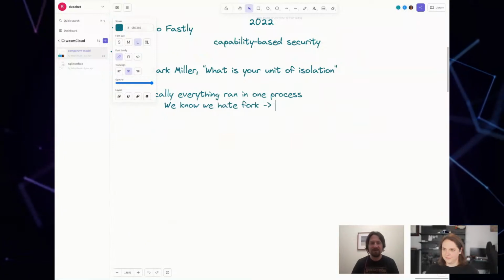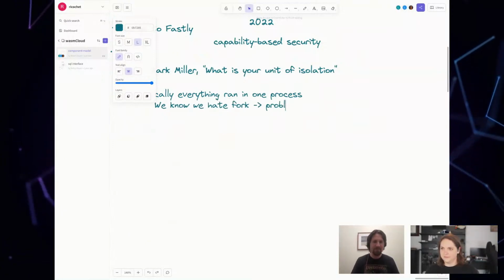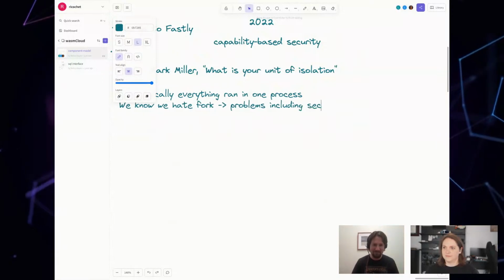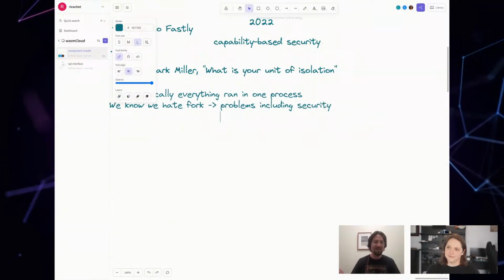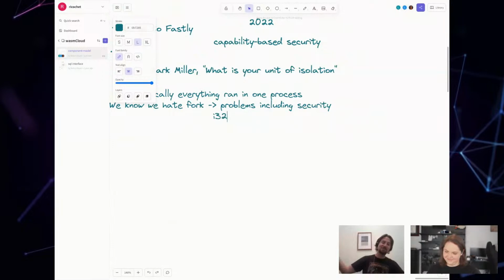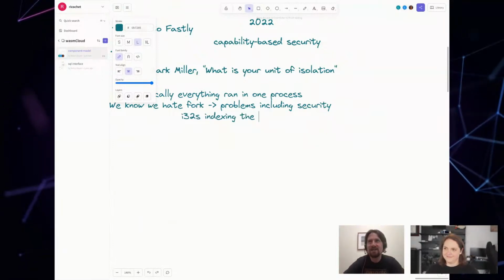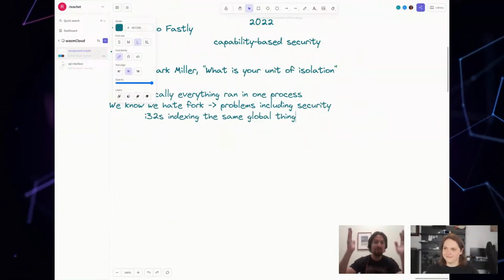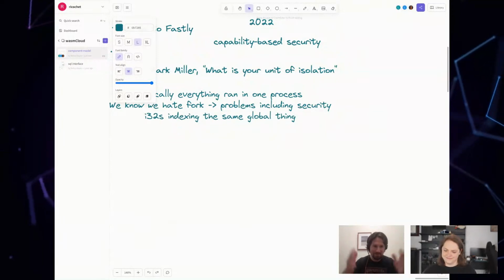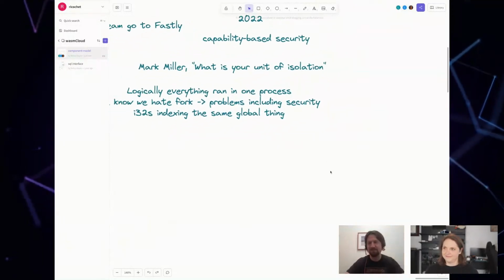So we're like, well, what is our unit of isolation? If we don't define one, we don't have multiple, we're all in the same one, we don't have any capability-based security. We're all i32, all of our i32s are indexing the same global thing. So that started us down the path that eventually led to the idea that we need a component model, which is our unit of isolation.